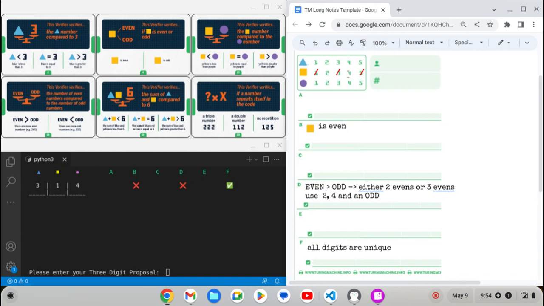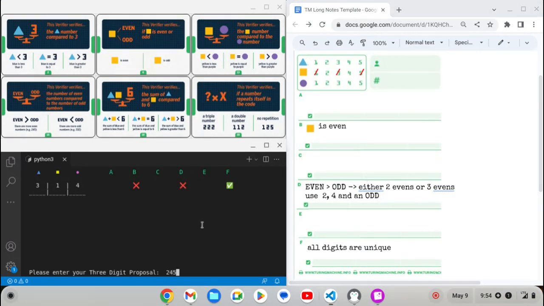So I think that's what I'm going to do. I'm going to propose 2, 4, 5. Let's see. If I choose that to be 5, and it's bigger, 2. Yeah, let's give it a try.